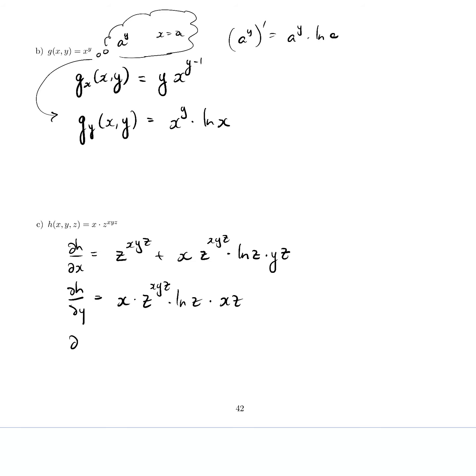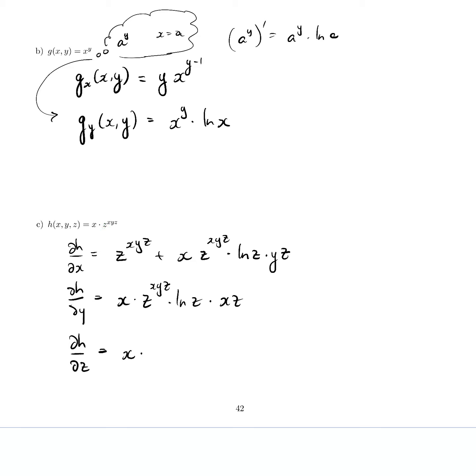And lastly, del h del z. X is again a constant multiplier, so we'll say x here. And now we have a little bit more of a complicated situation. We have z down in the base and z up in the exponent.